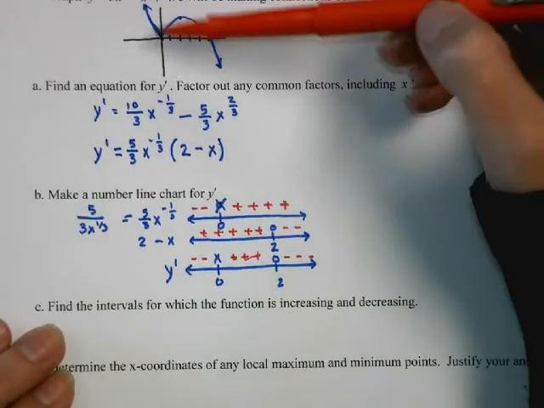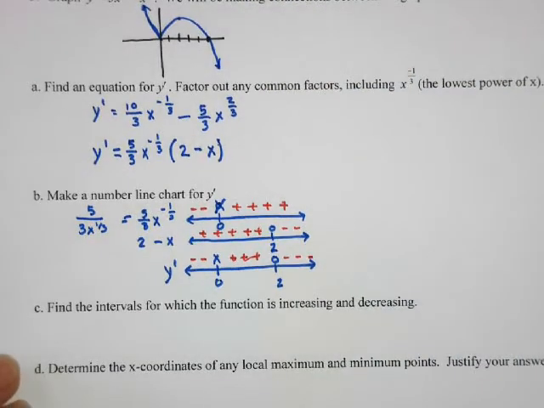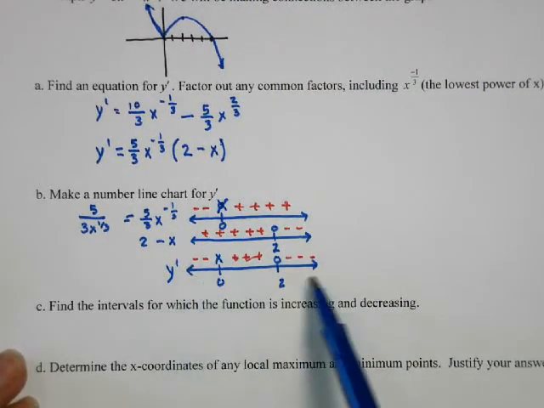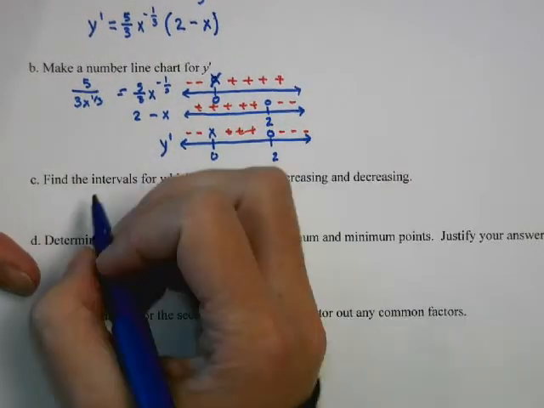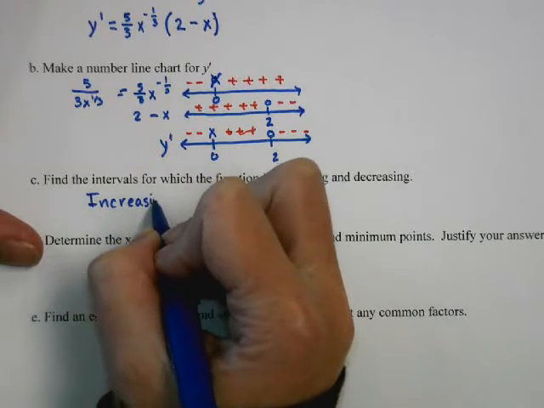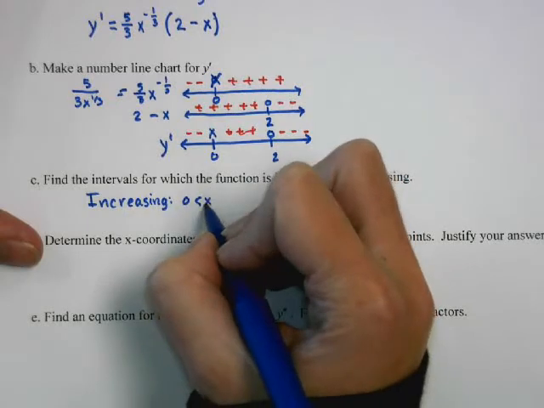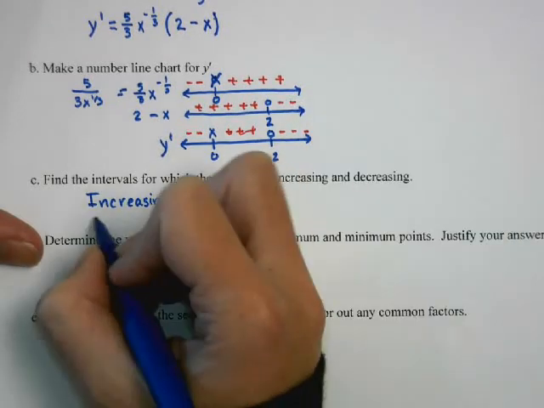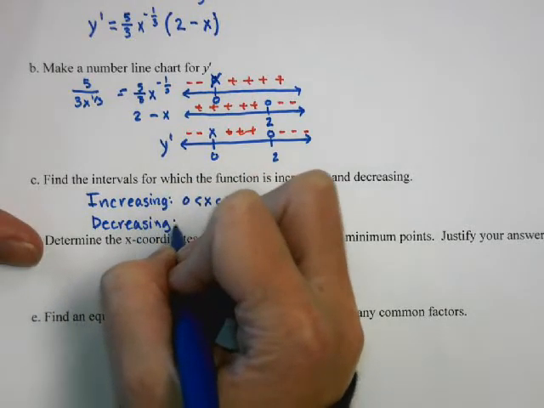Okay, but now we're going to reinterpret that information from the number line chart. So from the number line, this is increasing from 0 to 2, and it is decreasing when x is less than 0 and when x is greater than 2.